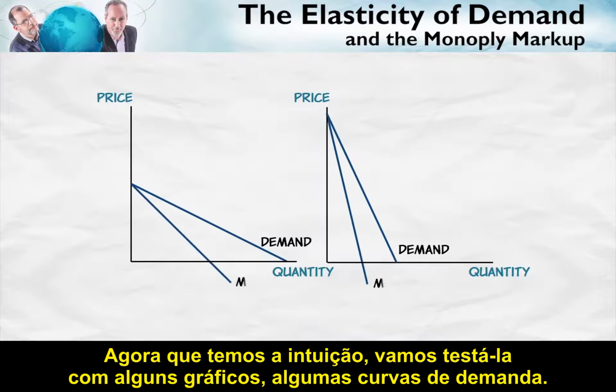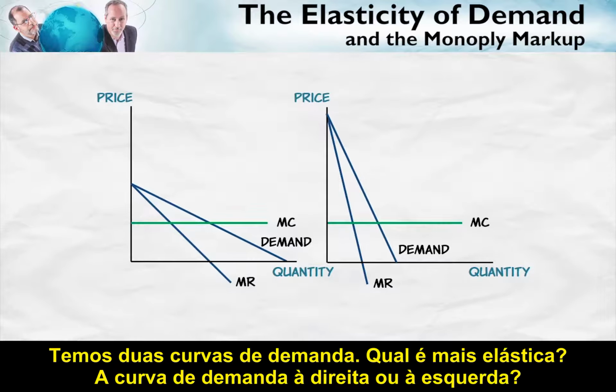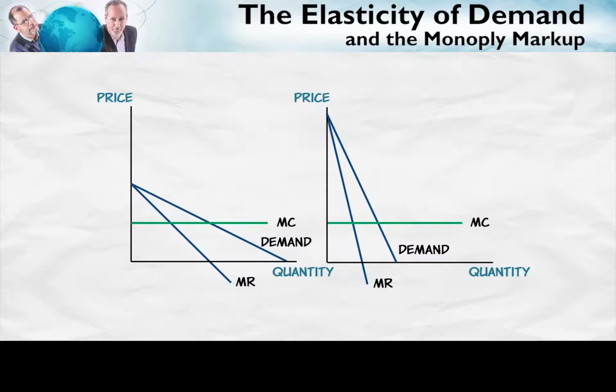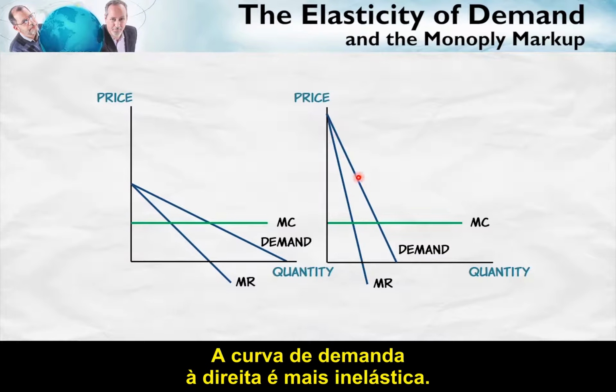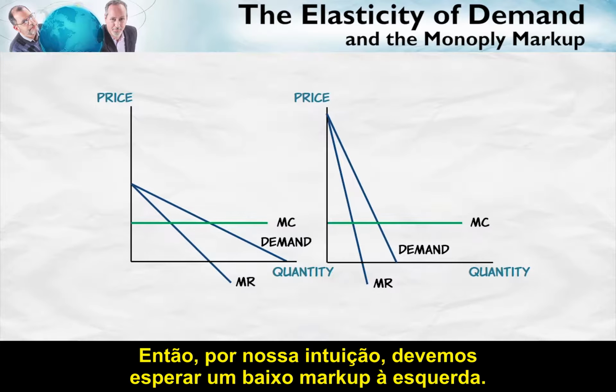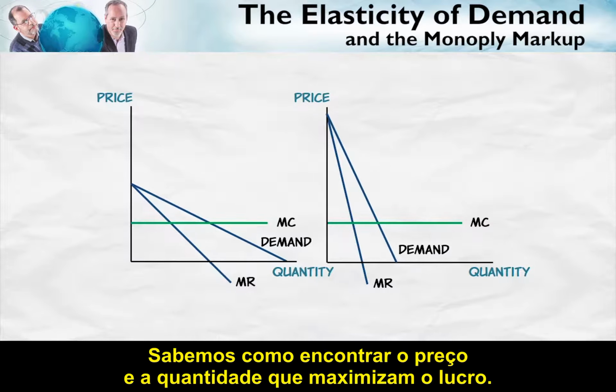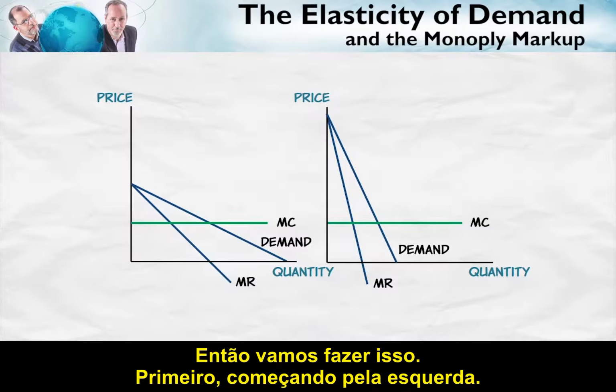Now that we have the intuition, let's test it with some diagrams, some demand curves. We have two demand curves. Which is more elastic, the demand curve on the right or on the left? The demand curve on the left is more elastic. The demand curve on the right is more inelastic. So going by our intuition, we should expect a low markup on the left and a high markup on the right.